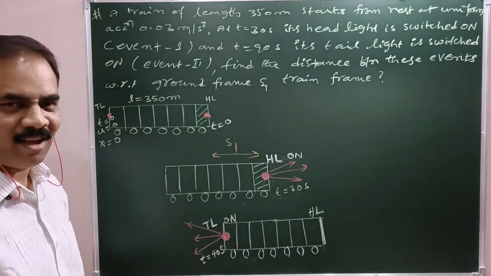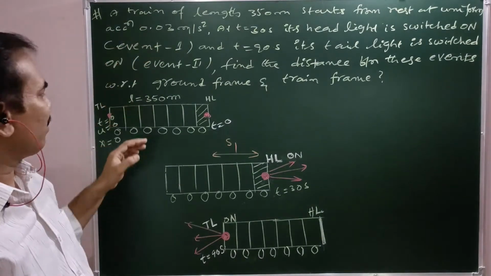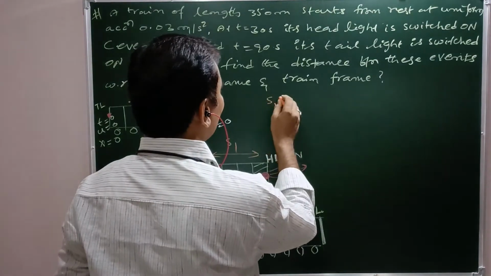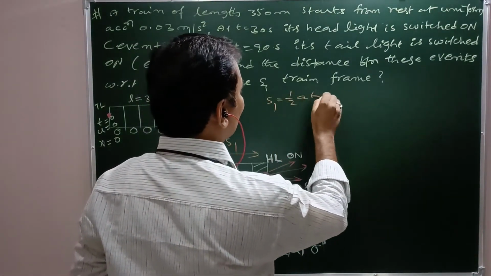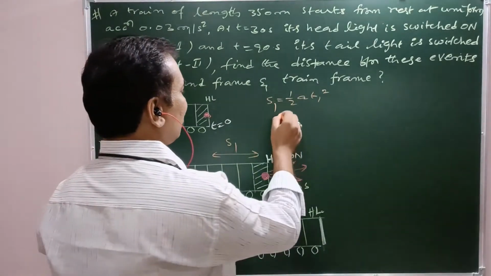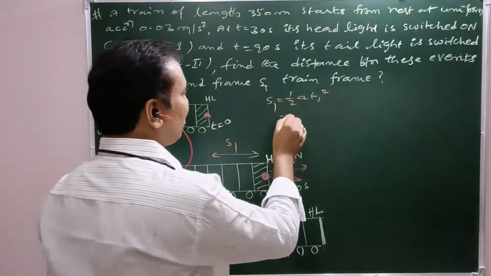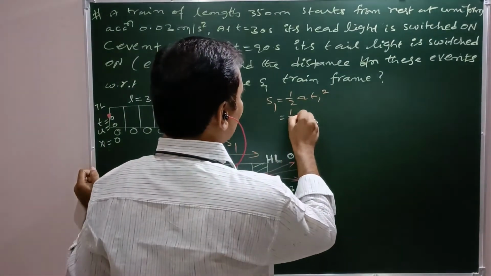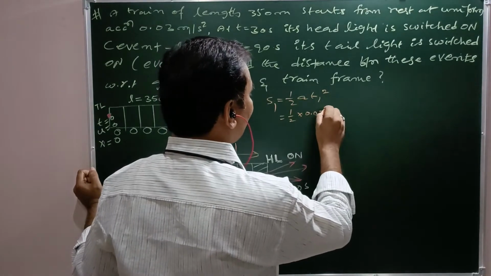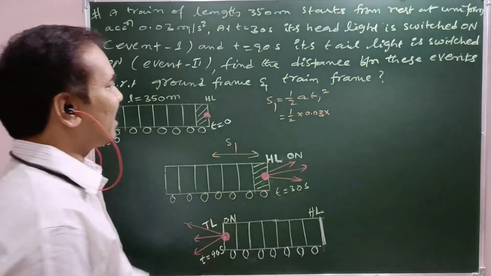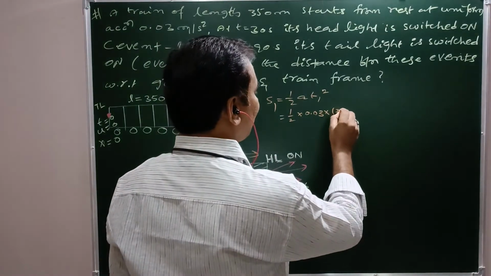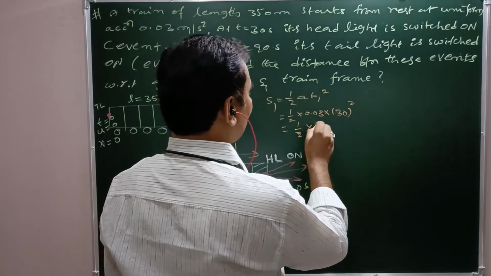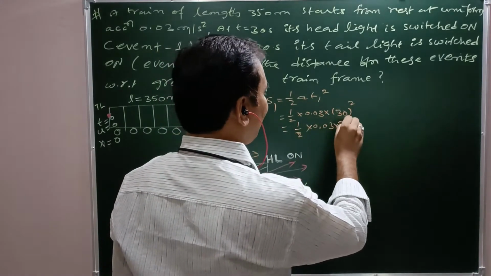S1 equals ut plus half AT square. What about u? u is 0, because it starts from rest. Therefore S1 equals half a T1 square. Since u equals 0, that is half into, what about a? Acceleration means 0.03 into T1 square. T1 means 30 seconds, 30 seconds whole square. That is half into 0.03 into 900.